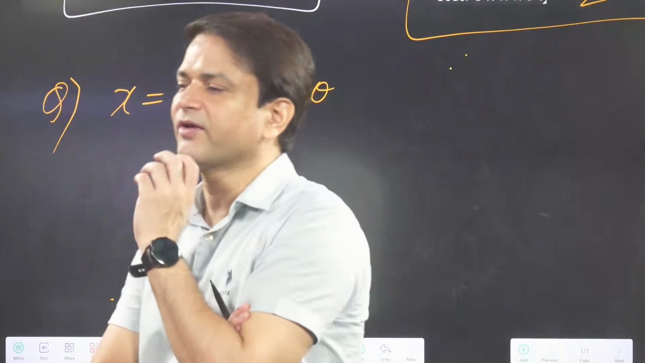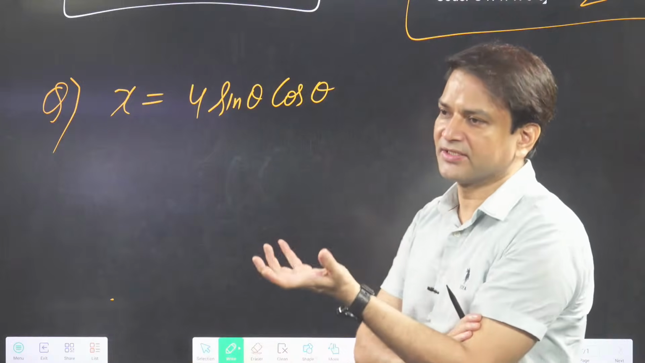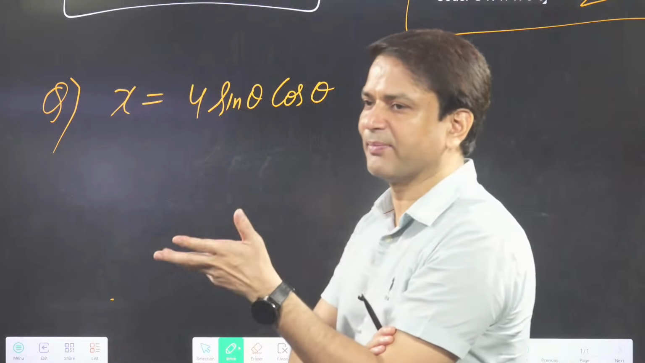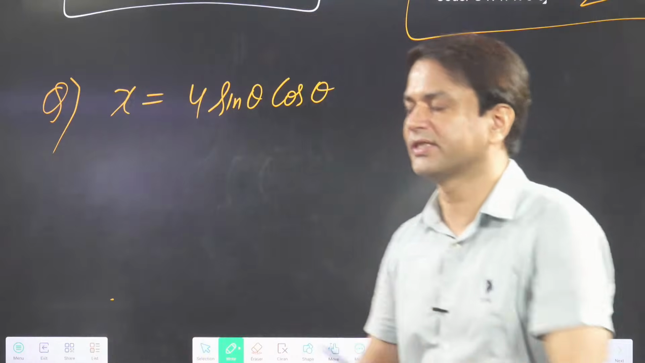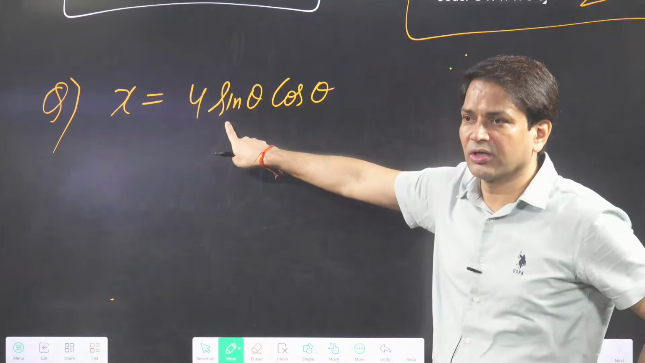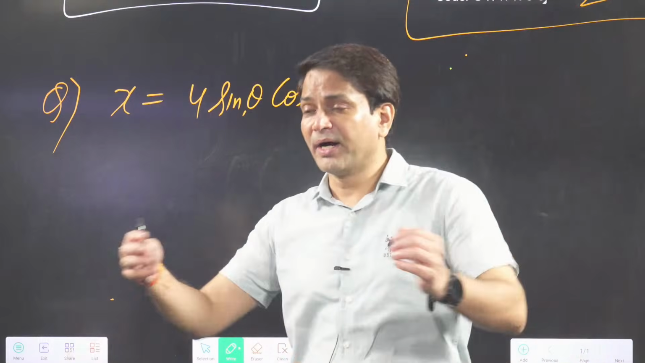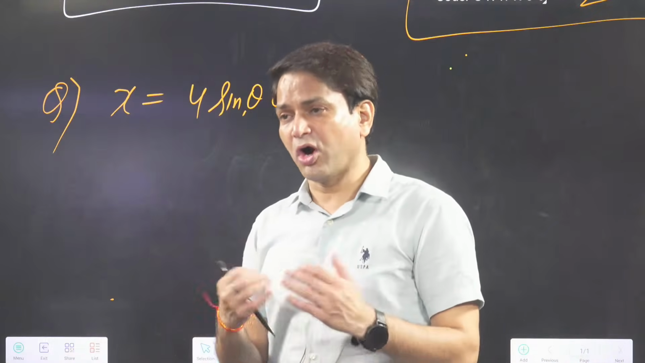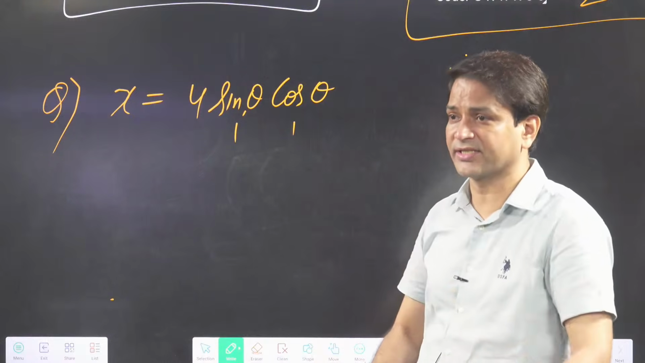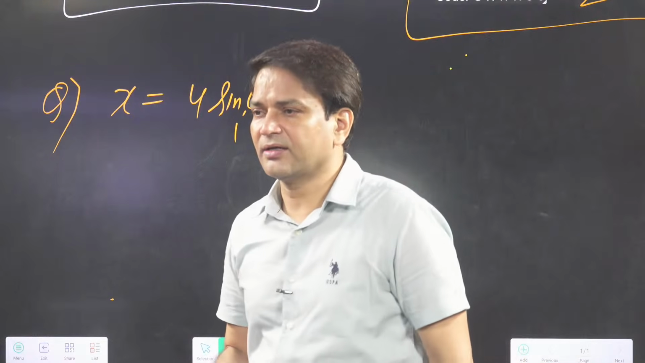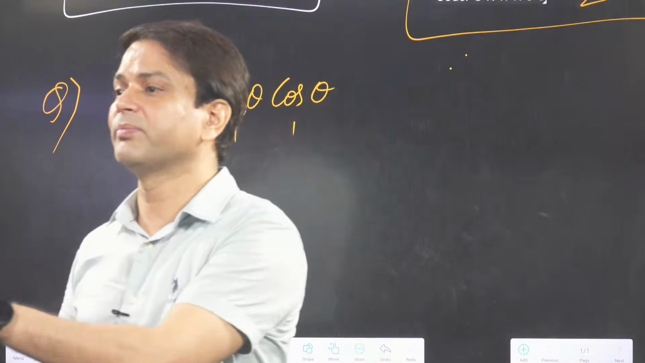Okay, so who is saying 4? What they are doing, I will explain. They are saying, sir, sin theta maximum value is 1, cos theta maximum value is 1. So x is equal to 4 sin theta cos theta. What we can say? 4 into 1 into 1, we will get 4. But here sin theta you are taking 1, cos theta you are taking 1, then you are saying 4. But you know that when sin theta is 1, cos theta will be 0. Why?